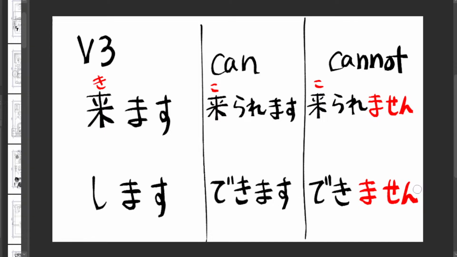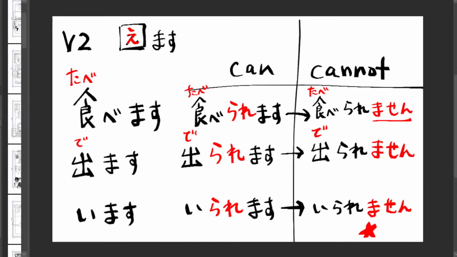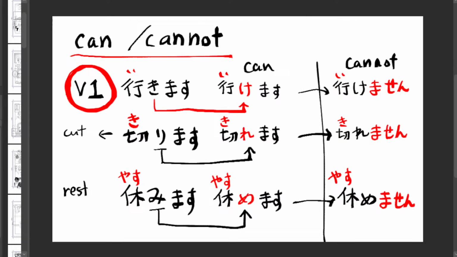In Japanese, I've covered V1, V2, V3, and all the verbs in Japanese will fall into one of these categories. If it's not V1 and V2, then it's V3. If it's not V3 and V2, then it's V1. So now any verbs that come to your mind can be changed into can or cannot. Let's try one verb, to think.